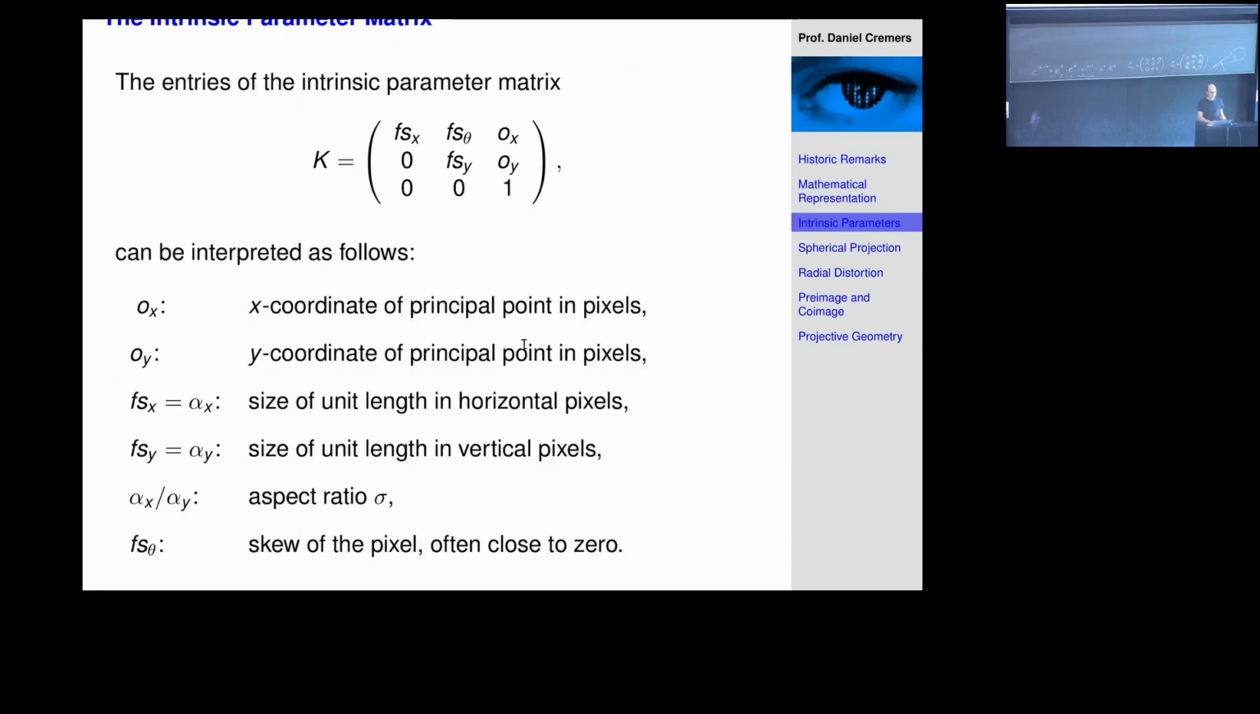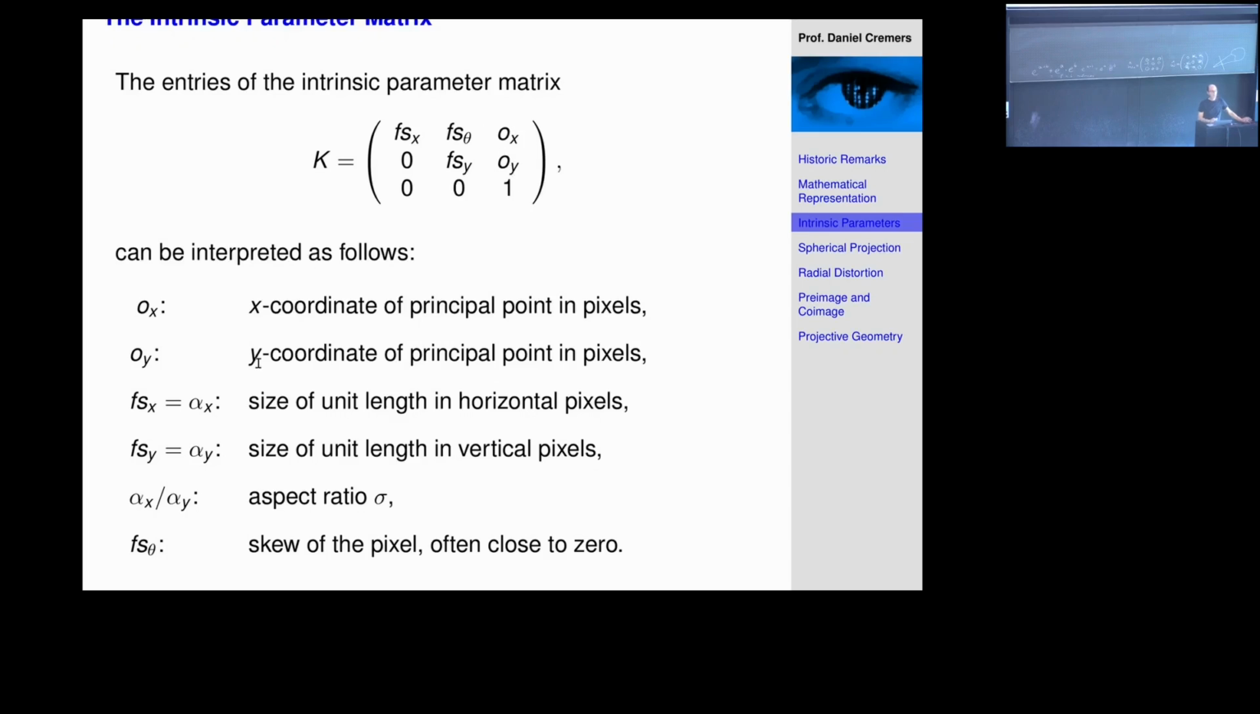A few more words about the intrinsic parameters. This is the matrix of intrinsic parameters. So OX or OY, I mentioned it. This is the X coordinate of the principal point in pixels. So the principal point is basically the center of projection, where the Z coordinate of my camera goes through the principal point in the image plane. So where my viewing Z coordinate intersects with the image plane, that is the principal point, and its coordinates in pixels are given by OX and OY.